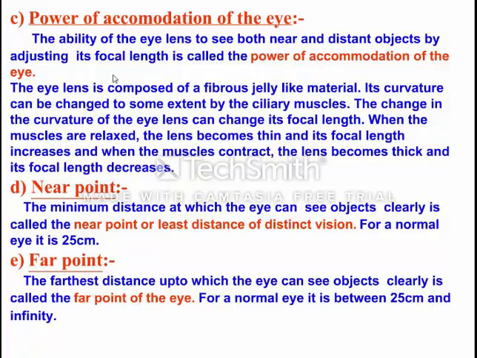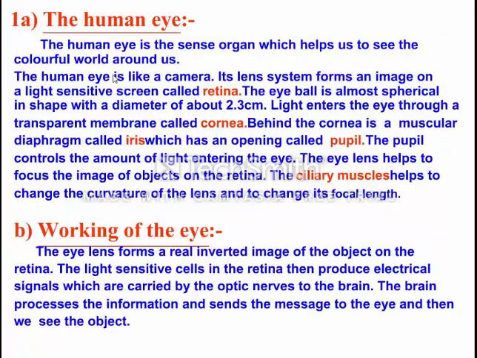What is the far point of the eye? Infinity. So the near point is the minimum distance at which an eye can see without any strain, and the far point is the maximum distance at which an eye can see without any strain. So this was about the near point and far point. So that's what I am saying, the ability of the eye to adjust the focal length to see near objects as well as far objects with the help of ciliary muscles is called power of accommodation.